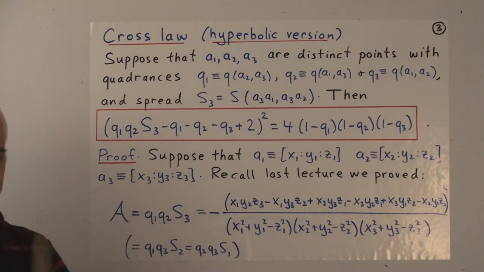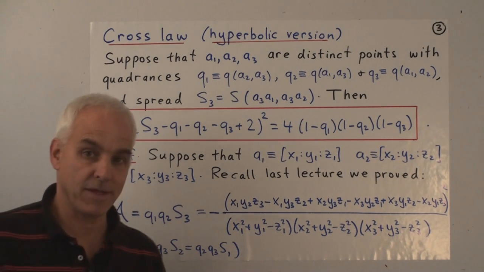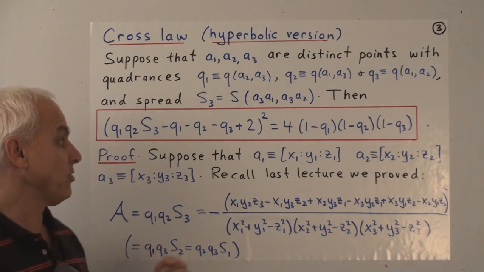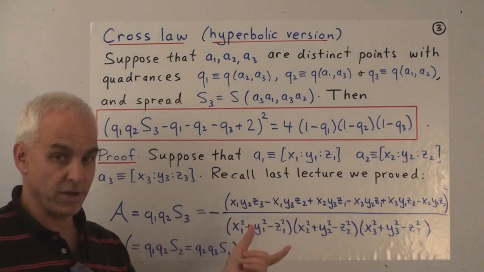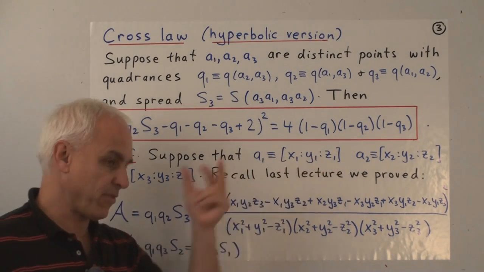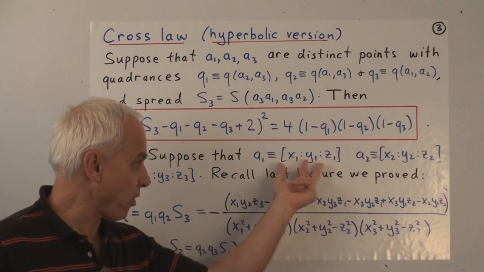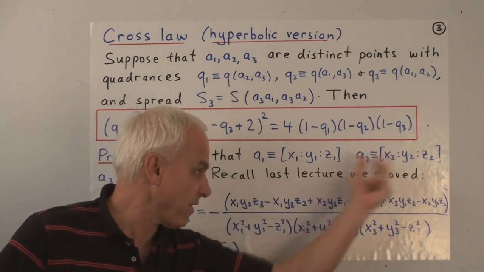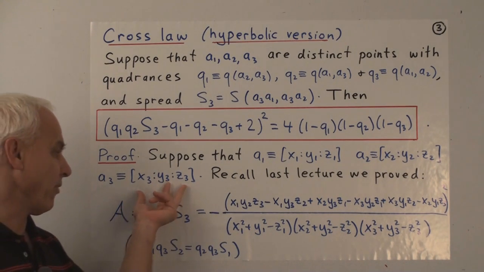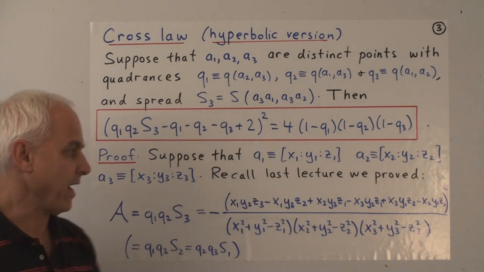So we want to prove that. Well, we're going to start out in the standard way. We start by introducing concrete coordinates for A1, A2, and A3. So we assume we have the three numbers that form the proportion of A1, the three numbers forming the proportion involved in A2, and the three numbers forming the proportion for A3.